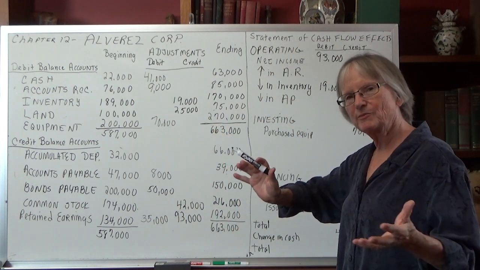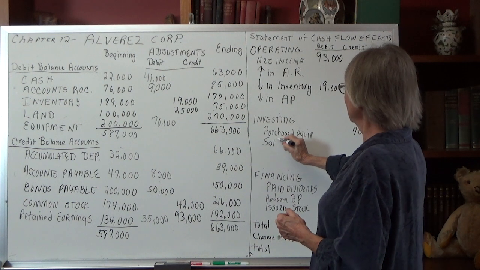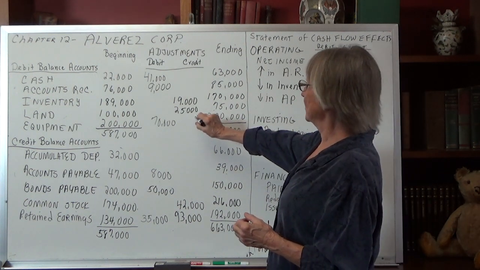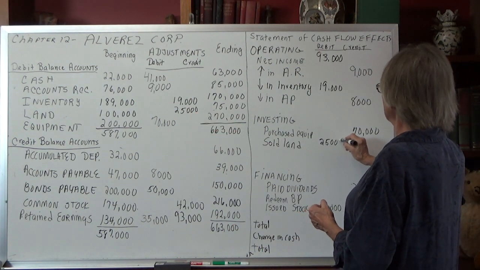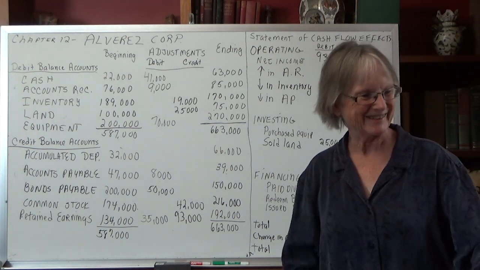Land, long-term asset, investing section. So we sold land, we just say what we did. And the credit part of the entry is here, and the debit part would be over here, and that makes sense because we got money when we sold the land.